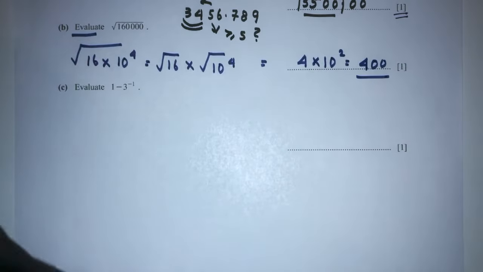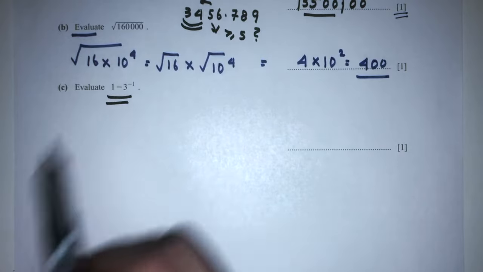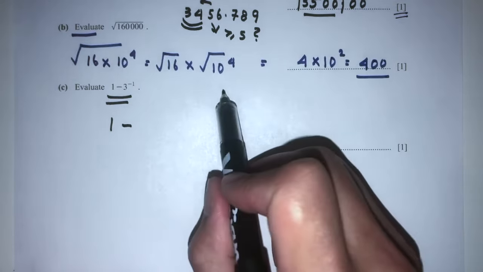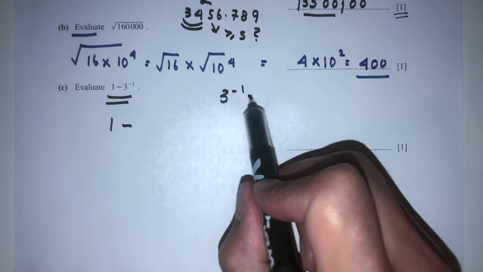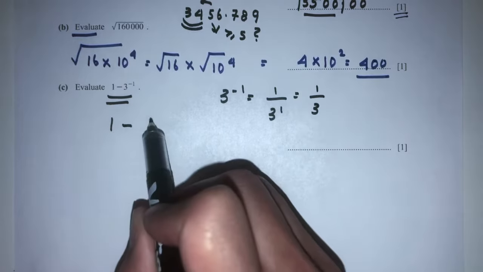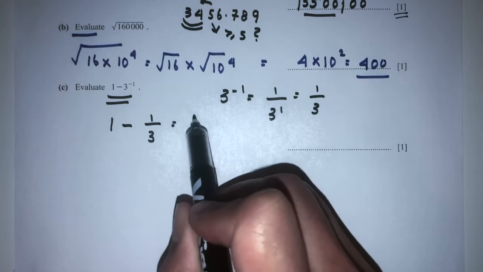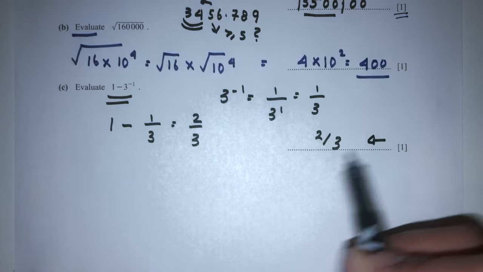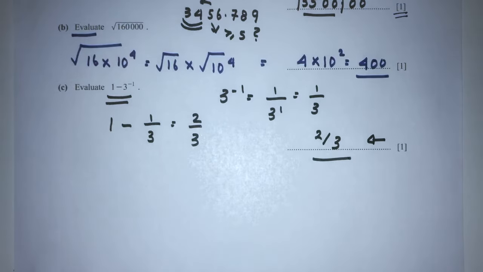Now for part C, evaluate this value. So 1 to the power 1 is 1, minus, what is 3 power minus 1? We can write this down as 1 over 3 power 1, which is 1 over 3. That will be 1 minus 1 over 3, and that becomes 2 over 3 as your answer. Okay, that is question number 4.